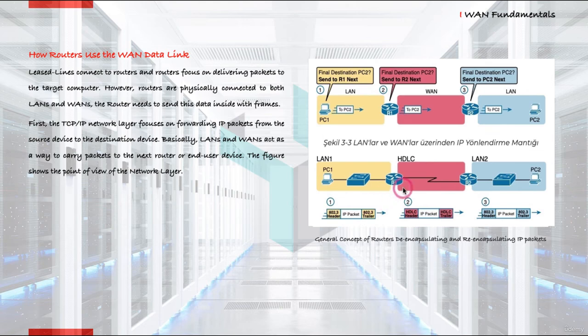After receiving this packet, it sends the IP packet to router 2 by adding the HDLC header and the HDLC trailer at the end, as it will transmit it over the lease line. After receiving this packet, router 2 will send it to PC2 via Ethernet, so it transmits this packet to PC2 by enclosing it in an Ethernet frame.